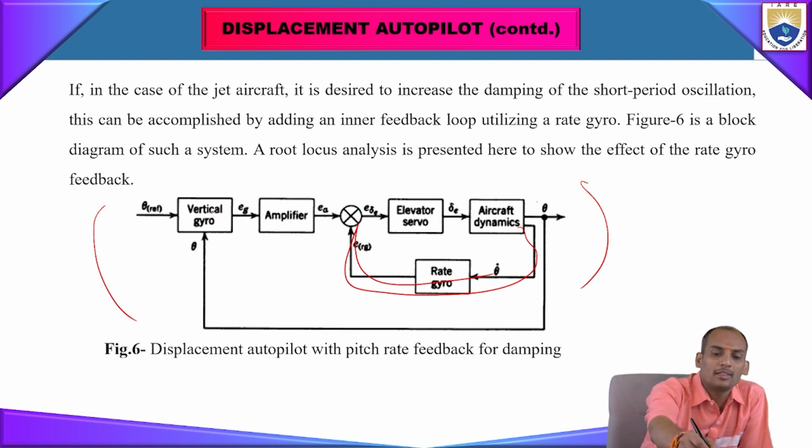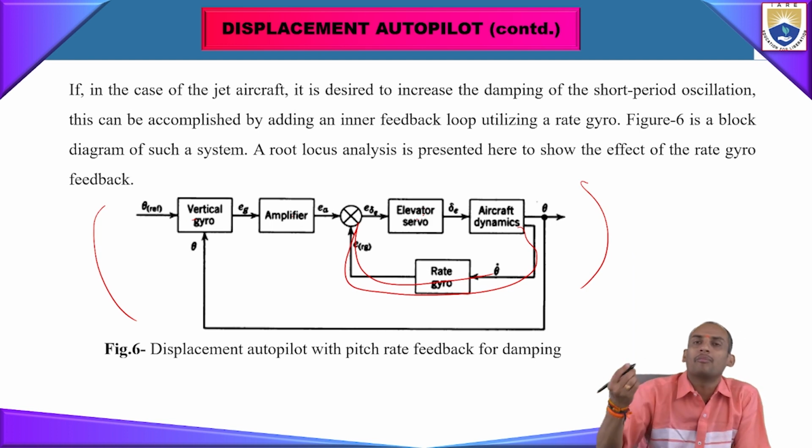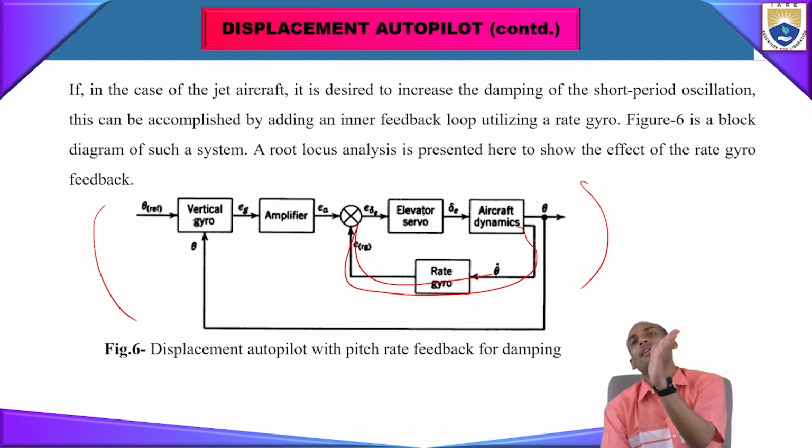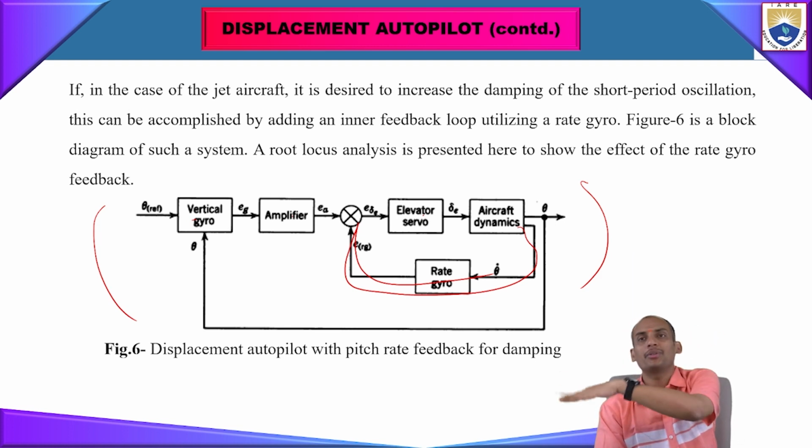The normal conventional one goes from the vertical gyro, and the signal goes to the amplifier. There it is amplified and given to the elevator servo. After that it is controlled by the aircraft dynamics, and then the signal goes to the control surface. But while going from the elevator servo to theta, even if the values are very small, you can see we are getting more frequency response.